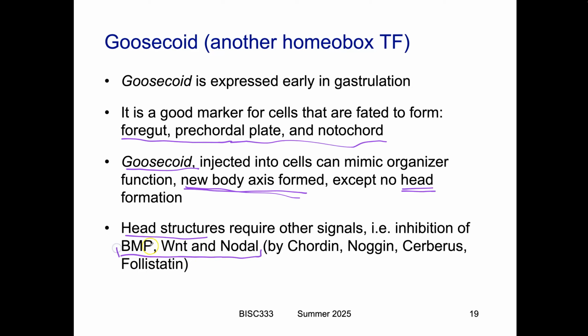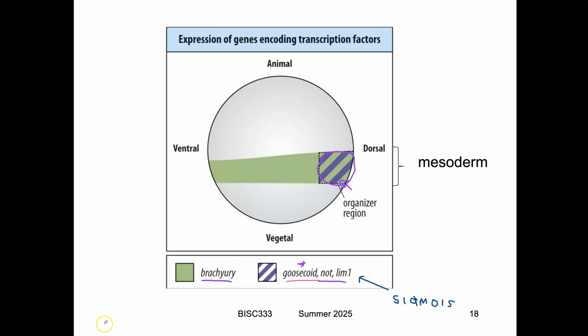We're going to speak mostly about these two, BMP and Wnt signaling, and a little bit about chordin, noggin, Cerberus, and follistatin, which are four different proteins that contribute to inhibiting BMP, Wnt, and nodal signaling, and that gives rise to not just the whole organizer, but actually the anterior part specifically.